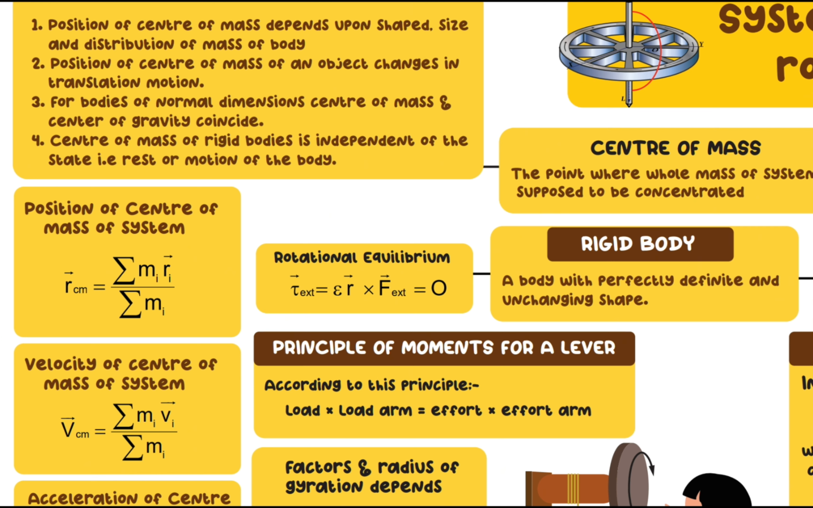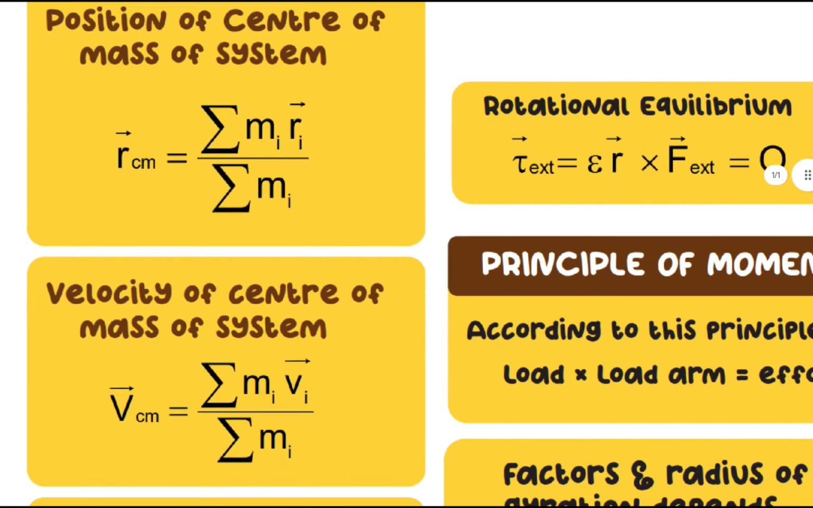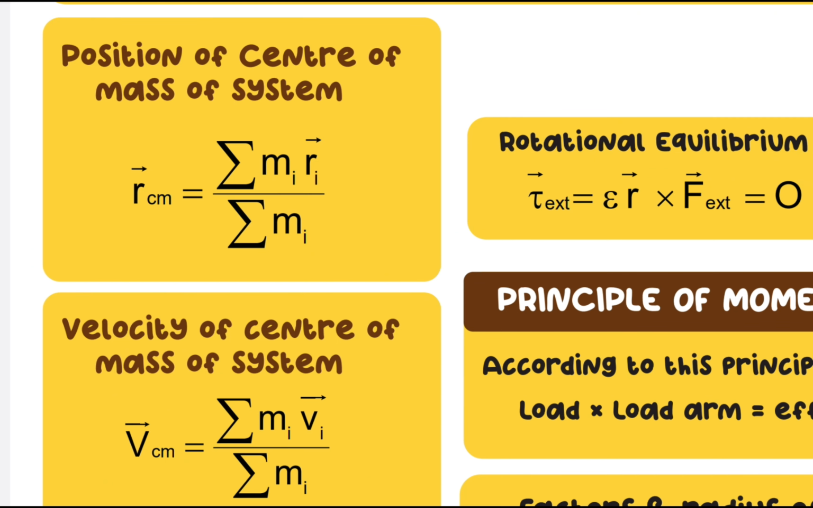For bodies of normal dimensions, center of mass and center of gravity coincide. The center of mass of a rigid body is independent of the state, that is, rest or motion of the body. Position of center of mass of a system: center of mass equals summation of m r divided by summation of mass.